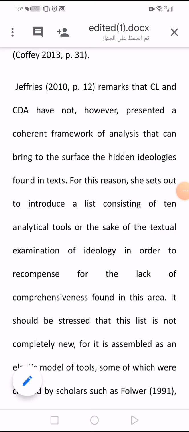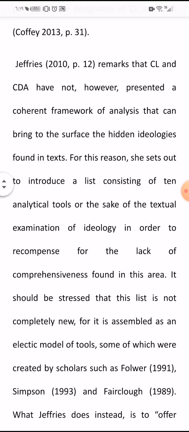Jeffries remarked that critical linguistics and critical discourse analysis don't present a coherent framework of analysis that can bring to the surface the hidden ideologies found in text. So for this reason, she sets out to introduce a list consisting of 10 analytical tools in order to compensate for the lack of comprehensiveness found in this area.